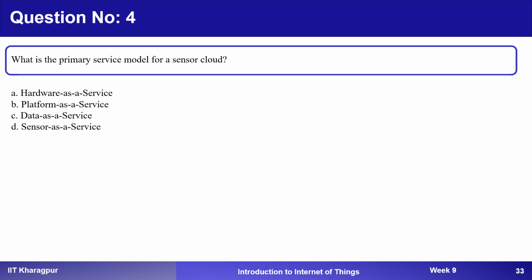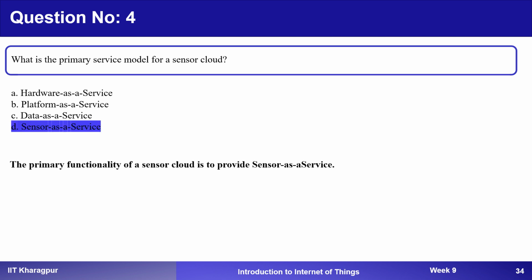Option D, ma'am, sensor as a service. Okay. Anyone else? D. Sensor as a service. Yeah, this is correct. Sensor as a service is the correct option.